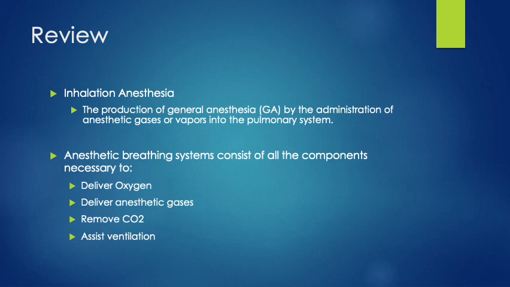Anesthetic breathing systems consist of all the components necessary to deliver oxygen, deliver anesthetic gases, remove carbon dioxide, and we want to be able to assist ventilation for our patients. Why is that important? For some cases, the surgeons will require muscle relaxation, and when you relax a patient, you have to breathe for them, and we want to make sure that our anesthetic breathing system of choice is capable of providing that.